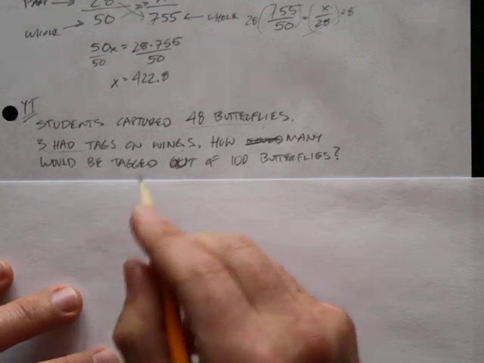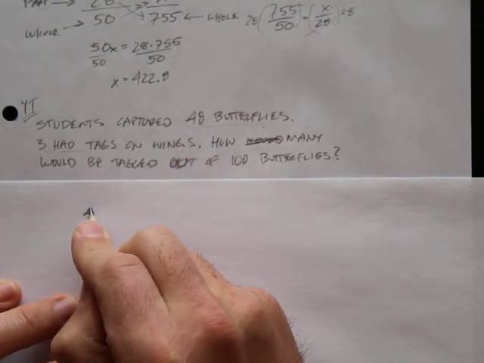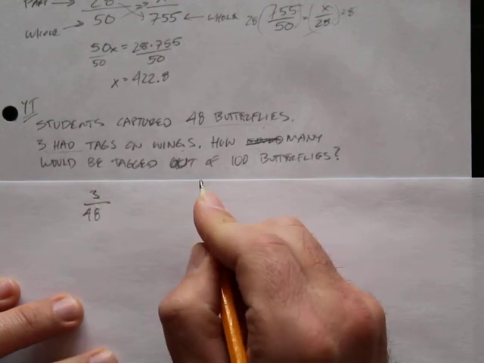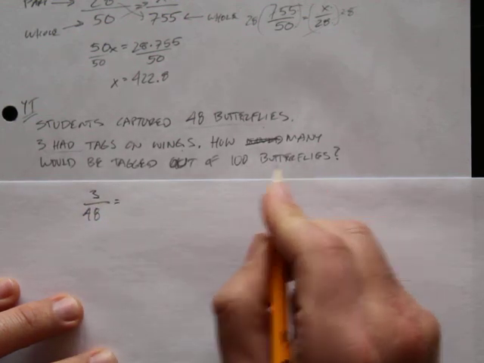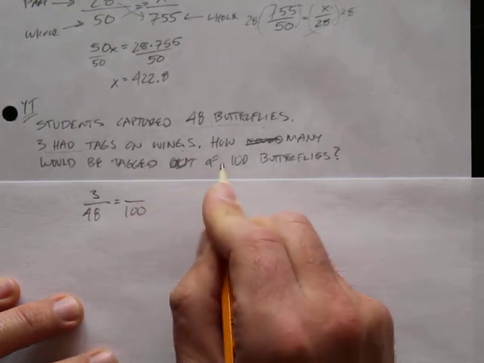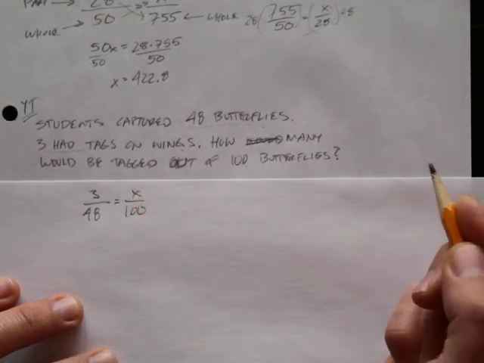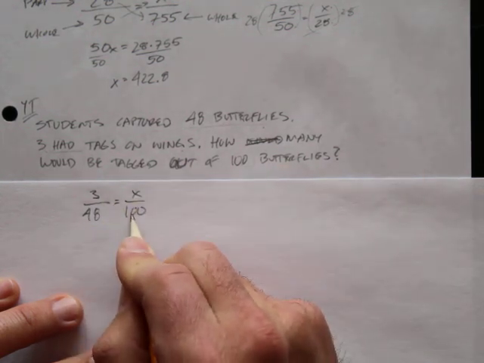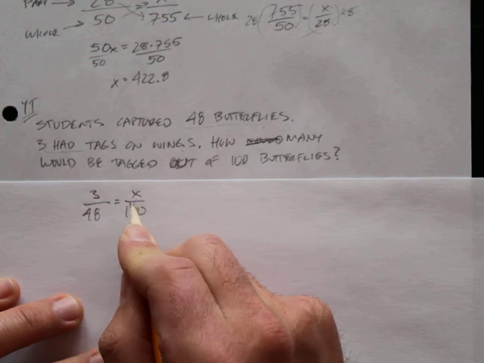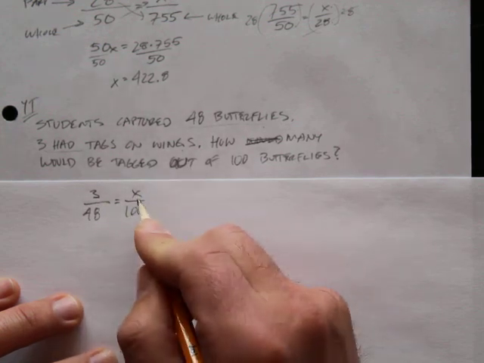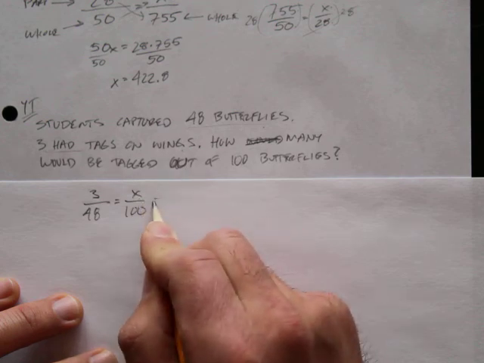Let's see how you did. Okay, so I'm going to have the whole, which is 48 butterflies, the piece, which is 3 tags, equals 100 butterflies, which is the whole. Oh, and then I need to know how many butterflies would be tagged. So tags on top, butterflies on the bottom. Or total butterflies on the bottom, butterflies with tags on the top. You could say it that way. That might be a little less confusing.